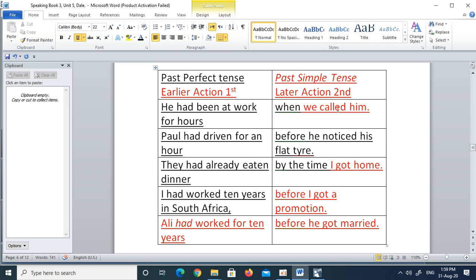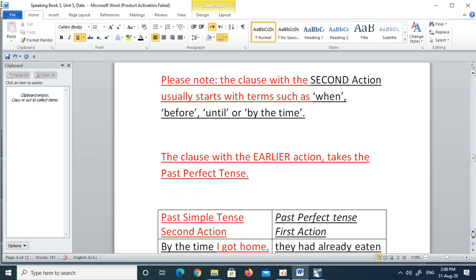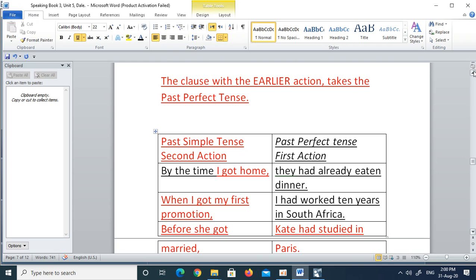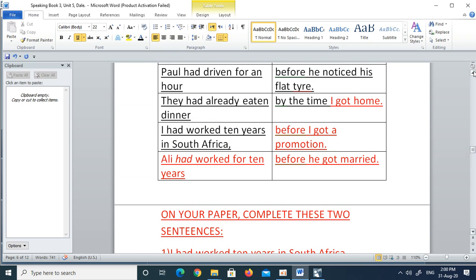But we do not have to do it that way. We can switch the later action and put it earlier in the sentence. So you can say, by the time I got home, they had already eaten dinner. When I got my first promotion, I had worked 10 years in South Africa. Before she got married, Kate had studied in Paris. Let's just change these.